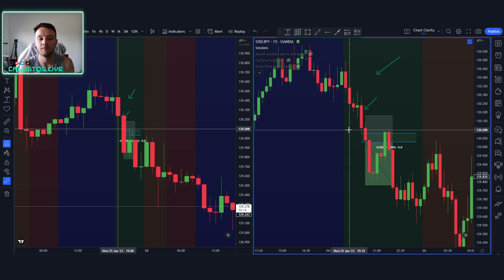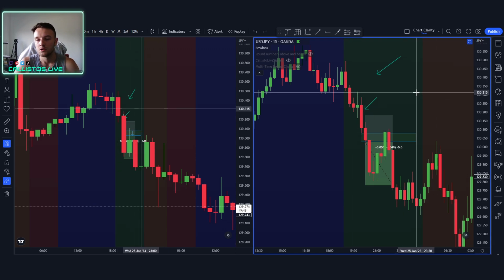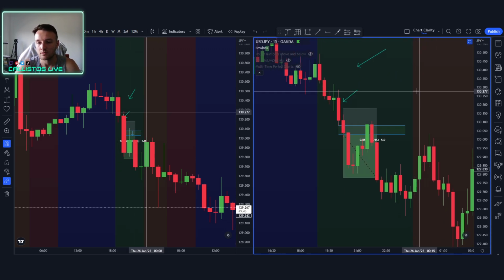I look for this pattern during pre-London and London open, and then maybe a couple hours into London, and that is it. I don't trade New York or anything like that. I trade this pattern from a couple hours before London open to a couple hours into London open. That's the time frame I like to trade this strategy, because I have found it to have the most effectiveness in terms of volume. So that was the entry right there.